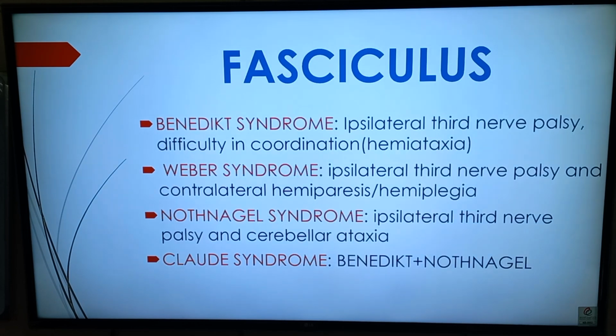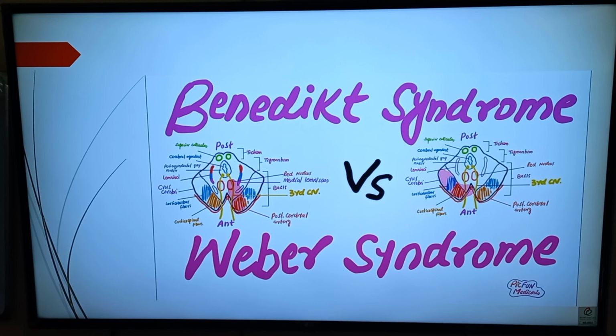Then for the fasciculus, we have to see different syndromes. Okay, first we'll discuss Benedict syndrome. In Benedict syndrome, this part of the midbrain gets involved, and we can see that this part is getting involved, meaning the red nucleus along with the oculomotor nerve is getting involved.